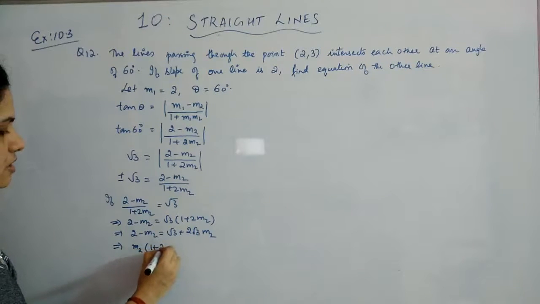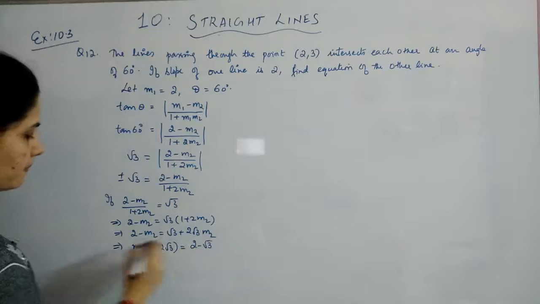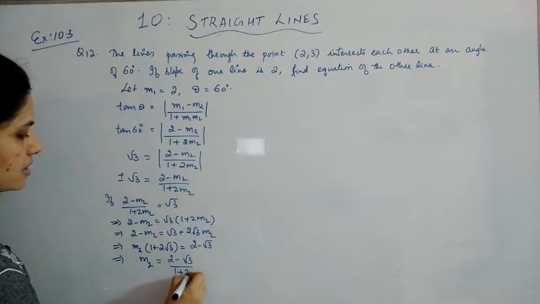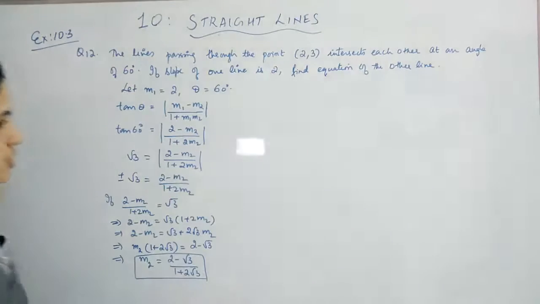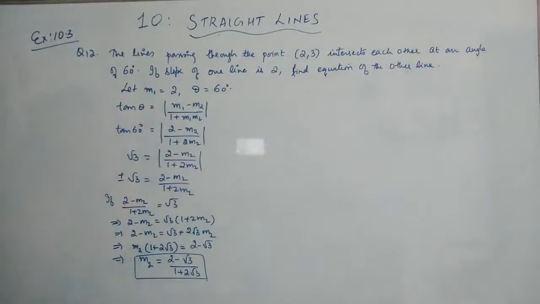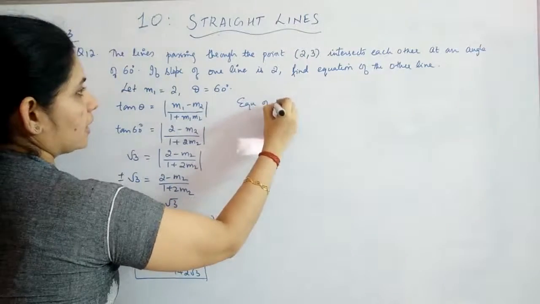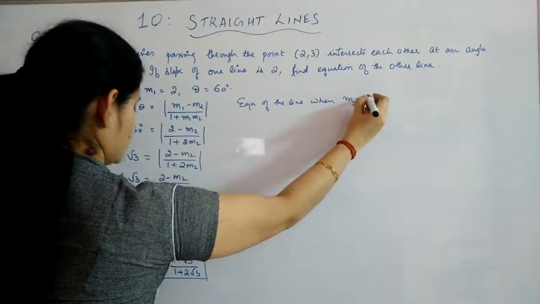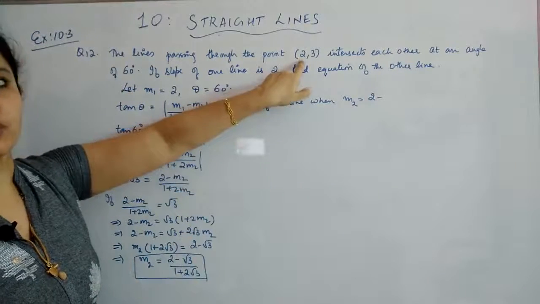So it is 1 plus 2 root 3, m2 is equal to, again we have taken this to the other side, that means root 3 will come here. So this will become 2 minus root 3. So m2 is equal to 2 minus root 3 by 1 plus 2 root 3. So this is your one value of m2. So according to this value, what will be the equation that we will see? Okay. So the equation of the line, when m2 is equal to 2 minus root 3 by 1 plus 2 root 3, that is the slope of this line, and it is passing through the point 2, 3.